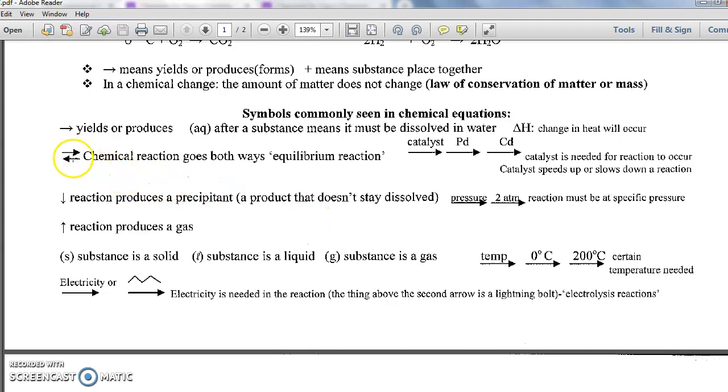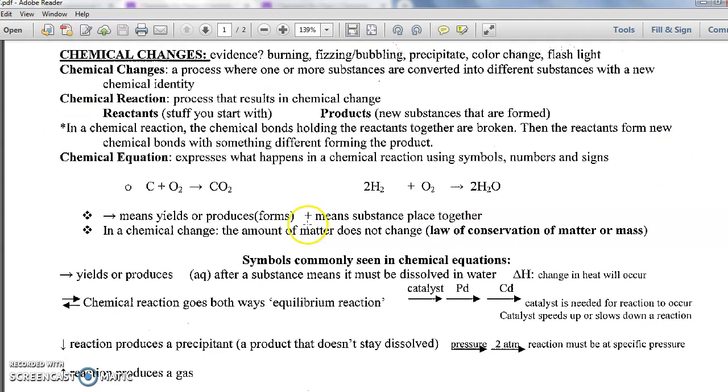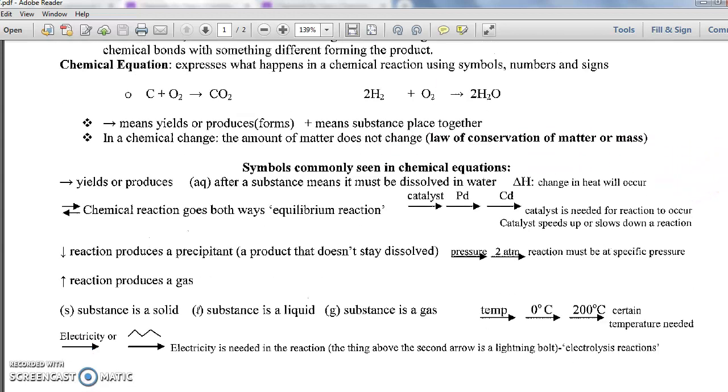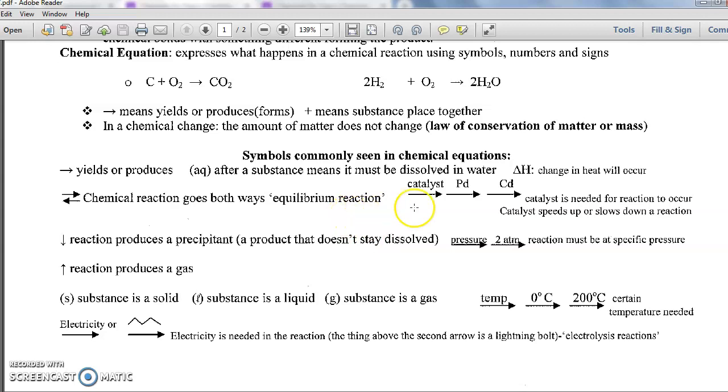If you see an arrow going both ways, where we're used to just seeing an arrow going one way, it means whatever you make can turn around and fall apart into what you started with. So if there was an arrow going back this way, it means hydrogen and oxygen would join to form H2O, but the H2Os could fall apart later to release the H2 and the O2s. That is a reaction that goes both ways, an equilibrium reaction.